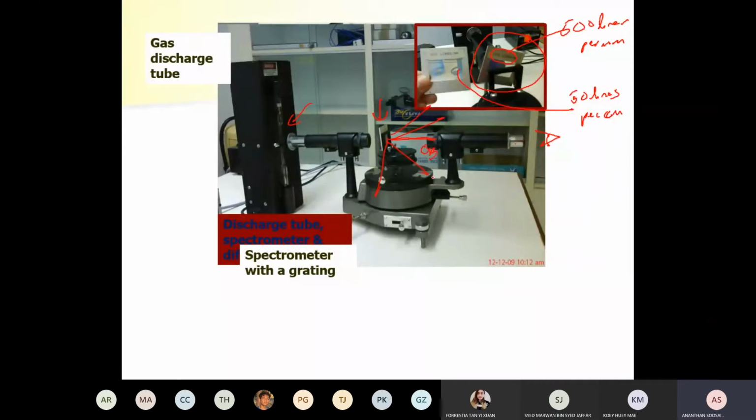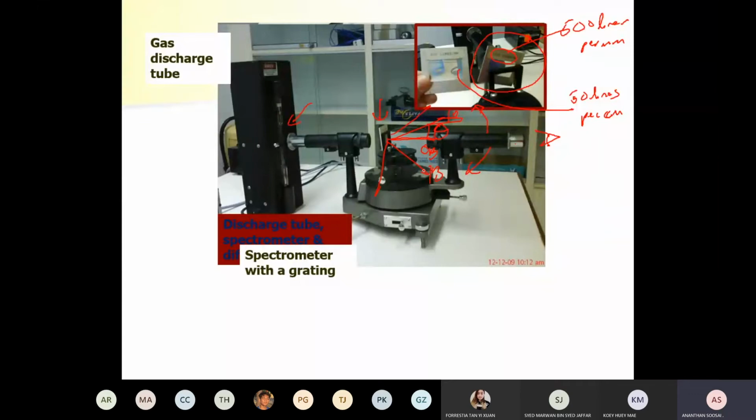Then what do you do? To see the first bright, this is your first bright, you have to move the microscope around, because you move along a circular track. You move around until you see a bright spot in the microscope. So you can measure the angle between the zero order and the first order.